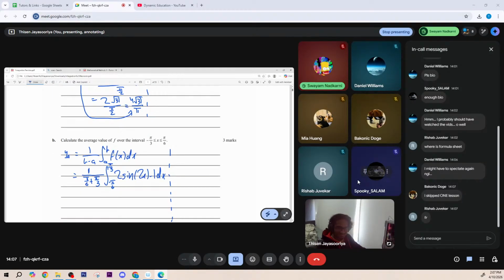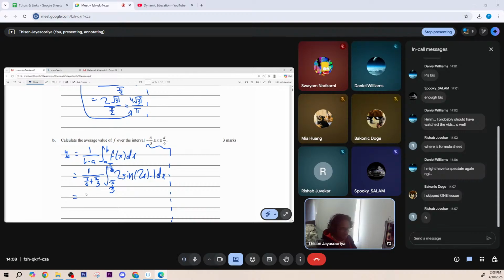I was gonna say, isn't it pi over 6 at the top and then negative pi over 3 at the bottom? Yeah, that's an incredible point. I read this completely wrong. So it's pi over 6, pi over 3. My bad. So we get this one.